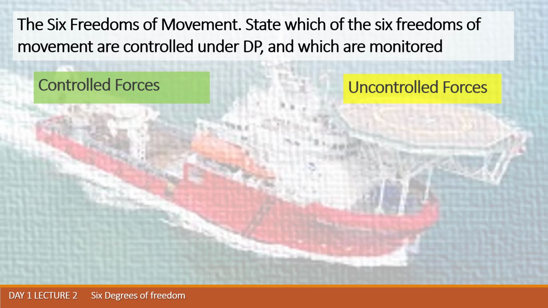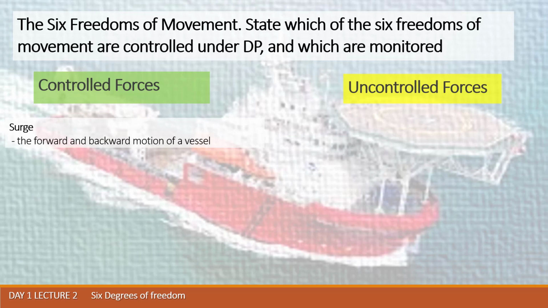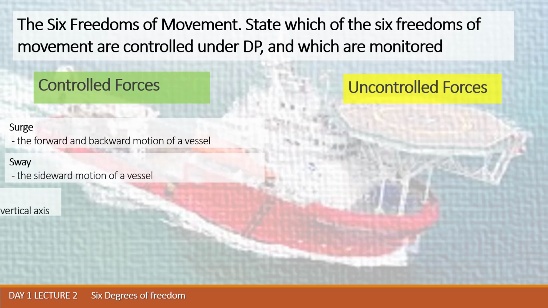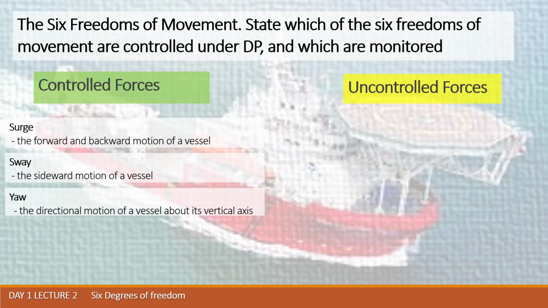In the controlled group, we will have the next three axes: surge, sway, and yaw. DP may always produce force to control those three axes, or those three freedoms of movement, for a DP vessel.